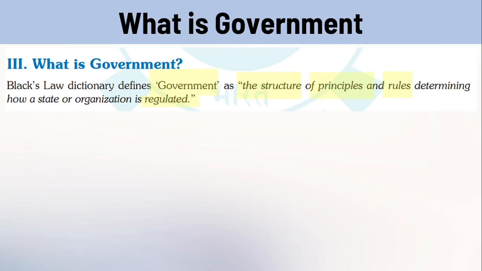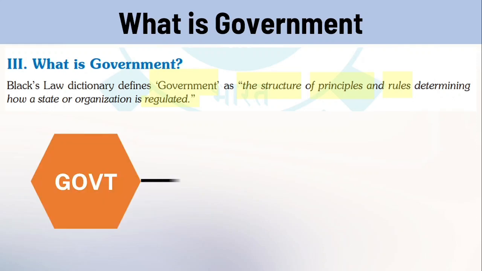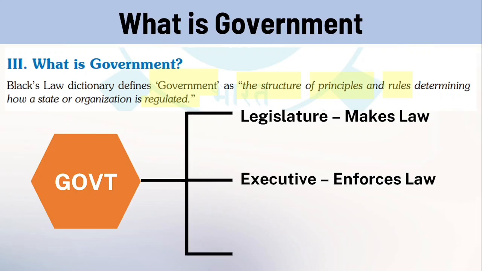So for any organization or a state, it needs to be regulated to maintain the social political order, to maintain law and peace and security. And for that, we need a structure of principles and rules. For example, we know that the government has three organs: legislature, executive, and judiciary. The legislature makes laws, the executive enforces laws, and the judiciary interprets laws. And all these things revolve around the structure of principles and rules. And these three organs of government determine how the state is regulated by making laws which help the people, enforcing the laws, and interpreting the laws in case they are unconstitutional.